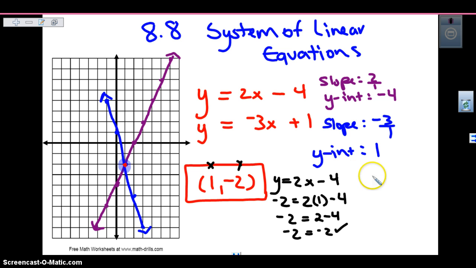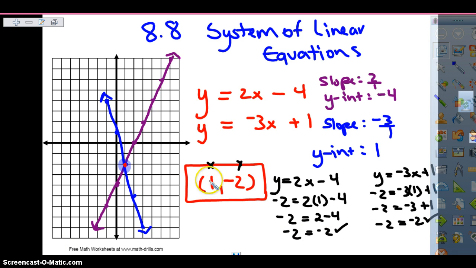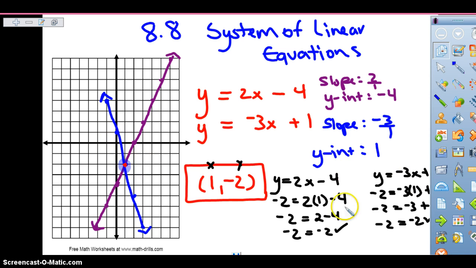If we check with the second equation, y equals negative 3x plus 1. Negative 2 is equal to negative 3 times 1 plus 1. Negative 2 is equal to negative 3 plus 1. Negative 2 is equal to negative 2. And this also shows that it makes the equation true. This graph has exactly one solution because the lines intersect at exactly the ordered pair 1, negative 2.